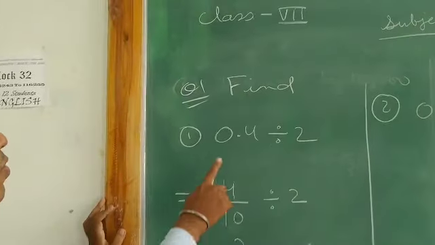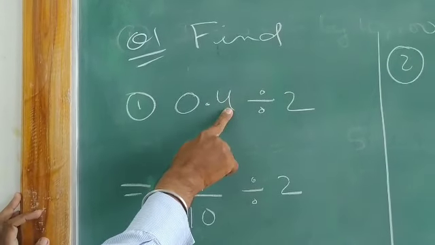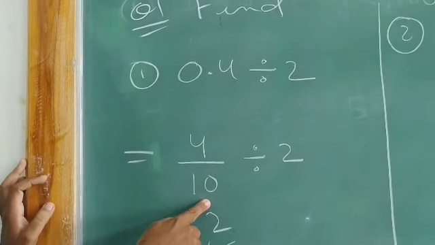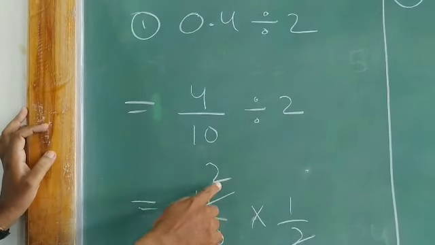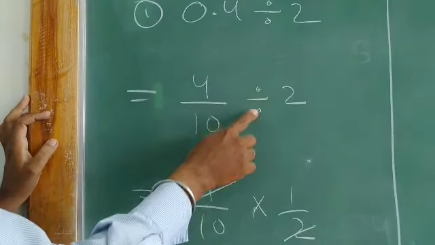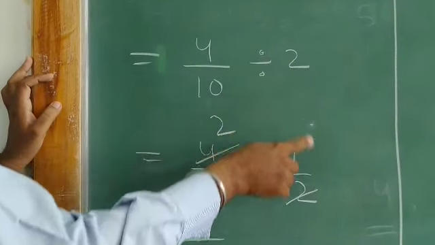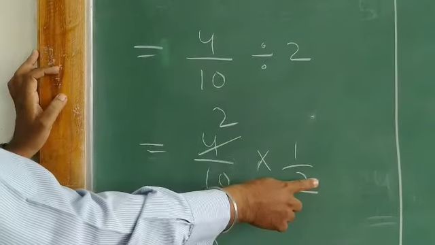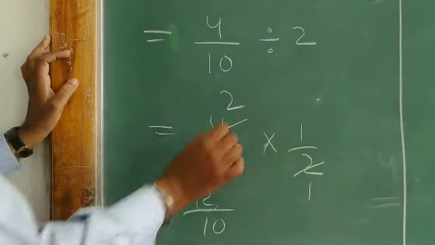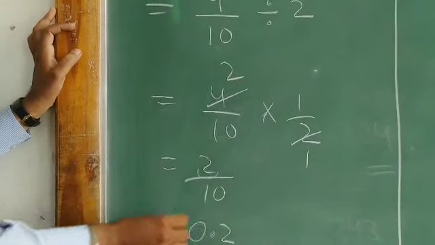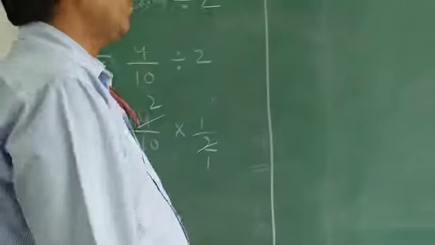Let me explain once again. It is 0.4, so it means one digit after the decimal. So I will write 10. So it is 4 by 10 divided by 2. You can see here 4 by 10, and this division becomes multiplication. In the next step I take the reciprocal of this, so it becomes 1 by 2. And you can see I have cancelled up and down. Now it is 2 by 10, and 2 by 10 means 0.2. Now let us see the next one.